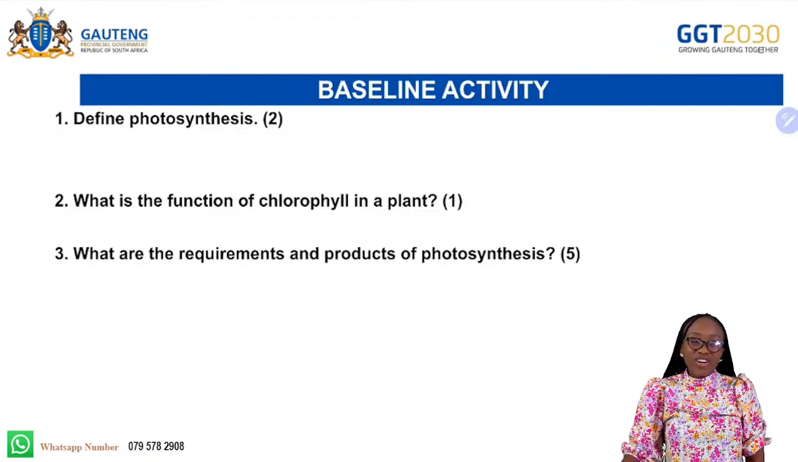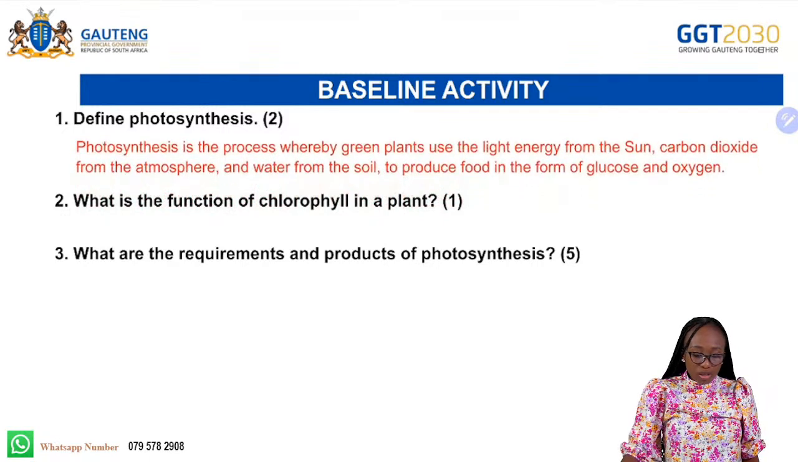Now let's revise the exercise together. The first question was define photosynthesis for 2 marks. Well, here's the definition. Photosynthesis is the process whereby green plants use light energy from the sun, carbon dioxide from the atmosphere, and water from the soil to produce food in the form of glucose. And we have another byproduct, which is oxygen.